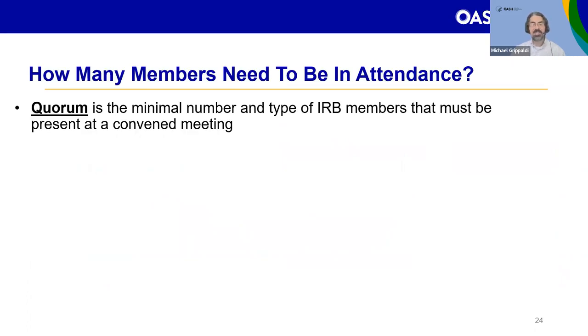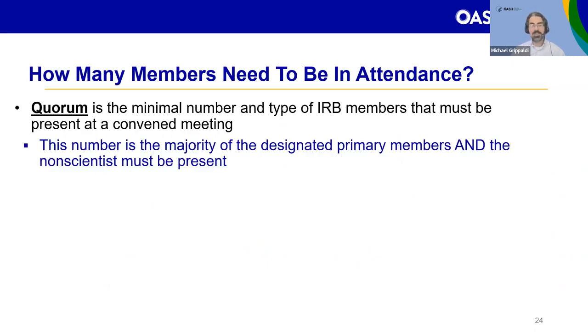So in order to have an official convened IRB meeting, we have to have quorum. And quorum is going to be your favorite word or your most hated word by the end of this. Quorum is the majority of the designated primary members and the non-scientist. This means that quorum is not reached if there's either a minority of the primary members or if the non-scientist is not present. Bear with me as we'll have a little bit of math. I know that's not everybody's favorite subject, but this is kind of arithmetic and I think we can get through it. So to calculate the majority of the IRB members, it depends on whether you have an odd or even number.